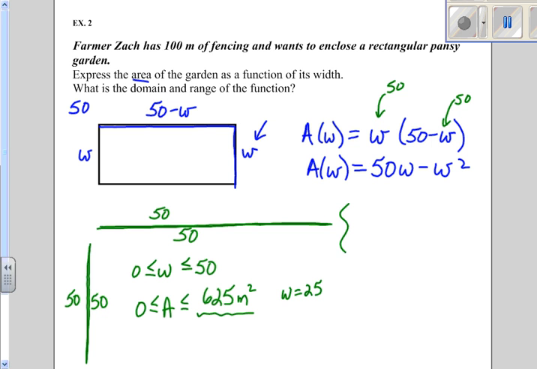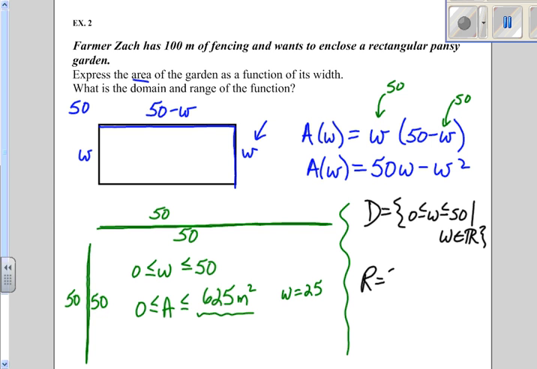Now that knowledge wasn't the important part of this exercise. It was looking at the domain and the range when we have a real-world problem. So the domain of this problem is 0 less than or equal to w less than or equal to 50, where w is a real number. And the range is 0 less than or equal to area less than or equal to 625, where area is a real number.